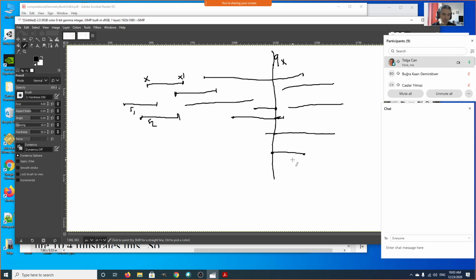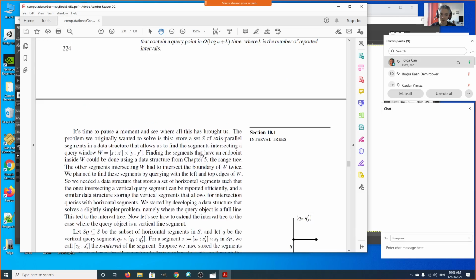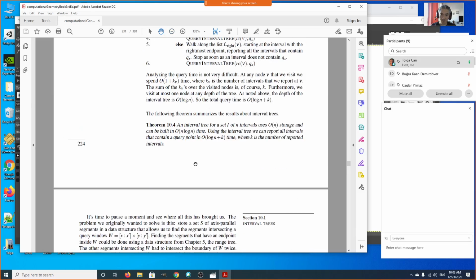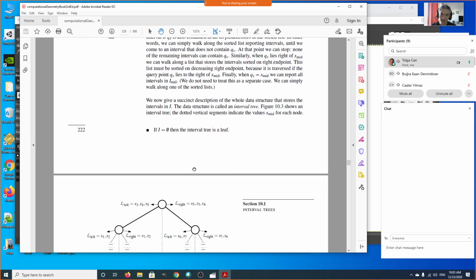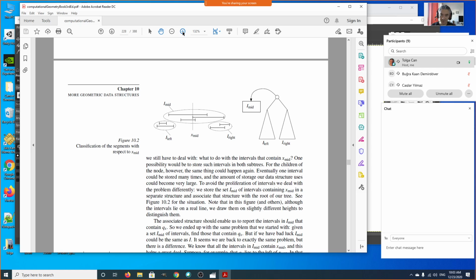This is not a one-dimensional range search problem because we have intervals, they may overlap, so we need specialized data structures to solve this problem. And interval trees are like this. Let me just now describe what kind of data structure interval trees are that solve this one-dimensional problem. Here is an example interval tree.